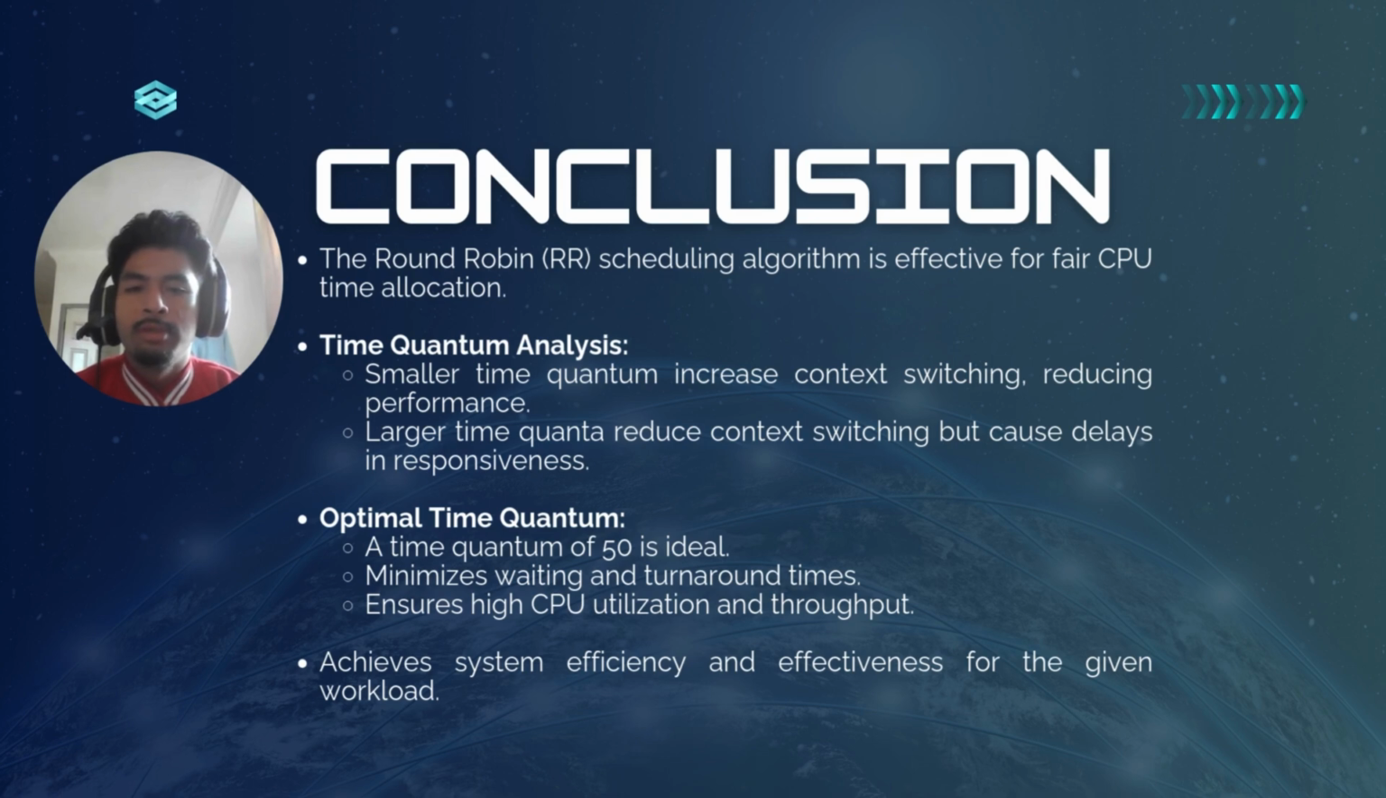For the conclusion, the round-robin (RR) scheduling algorithm is effective for fair CPU time allocation. For the first one, time quantum analysis: a smaller time quantum increases context switching, which reduces performance, while a large time quantum reduces context switching but causes delays in responsiveness. Another one, optimal time quantum: a time quantum of 50 is an ideal one, which will minimize waiting and turnaround time, thus ensuring high CPU utilization and throughput. This will achieve system efficiency and effectiveness for the given workload.